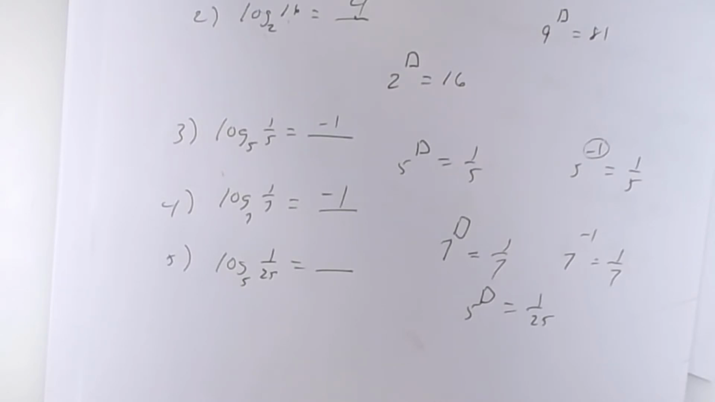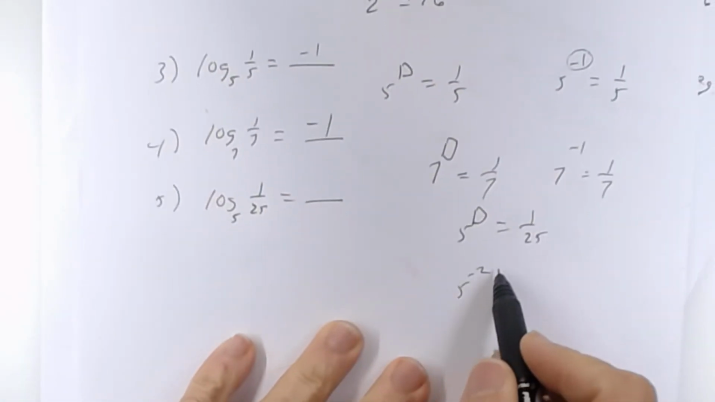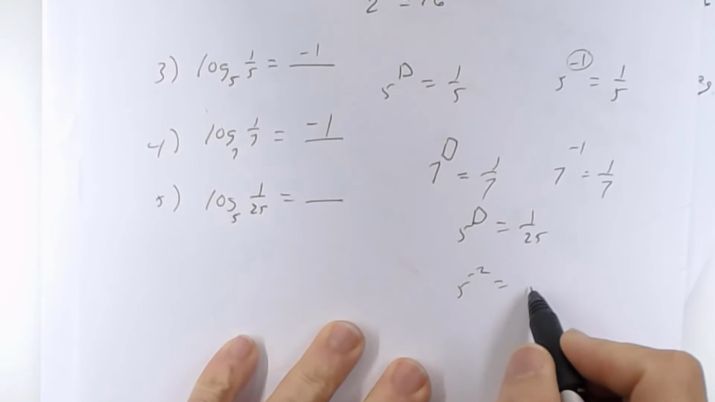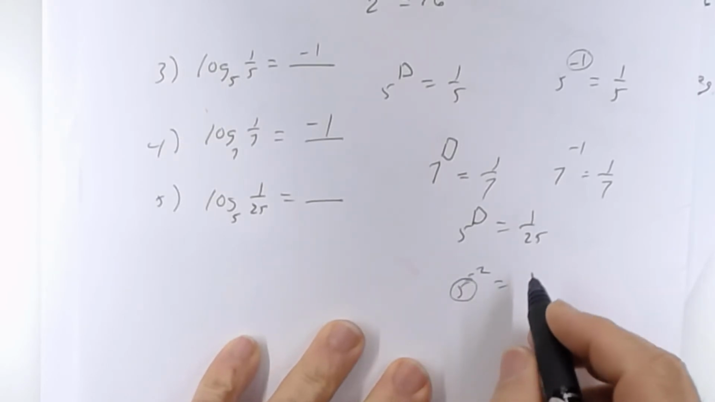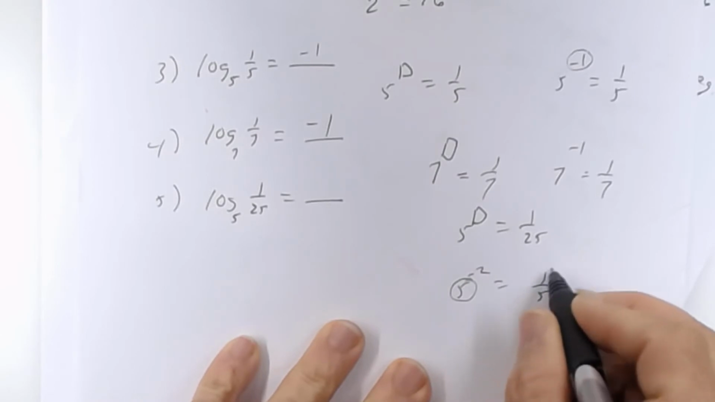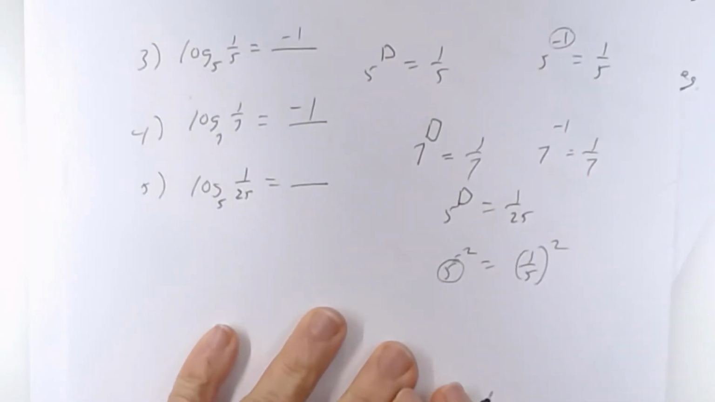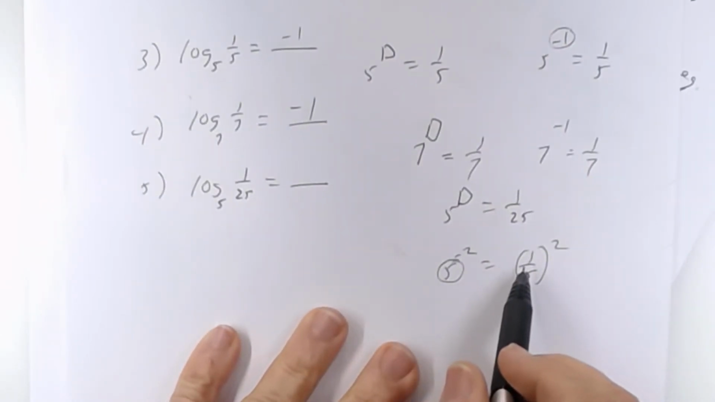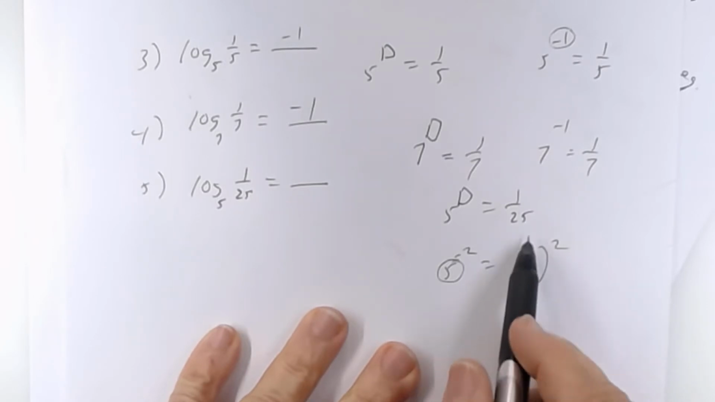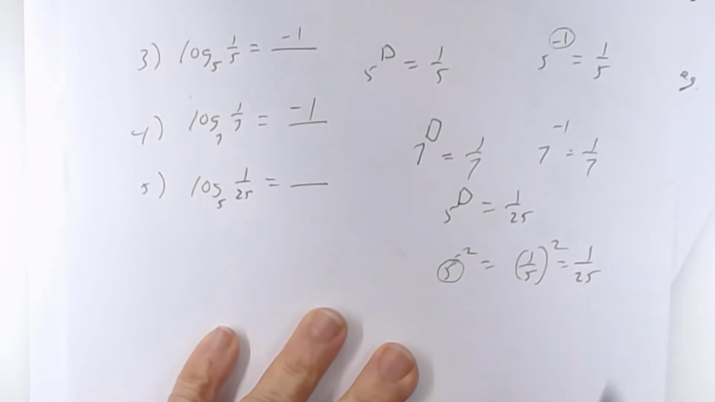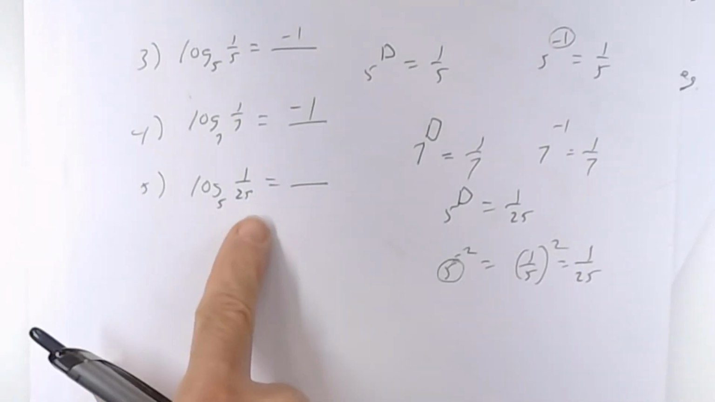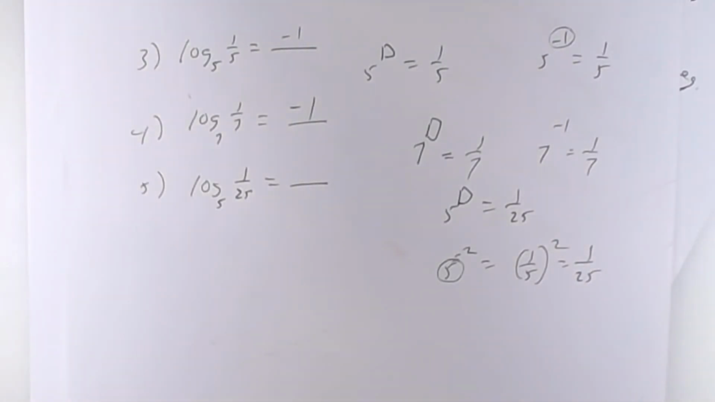Because remember when we talked about negative exponents. If I want to make this exponent a positive 2, I've got to do what to this base? Take the reciprocal. So that's 1/5 squared. But 1/5 times 1/5 is what? 1/25. And so that's what this is right here. So the answer is negative 2.